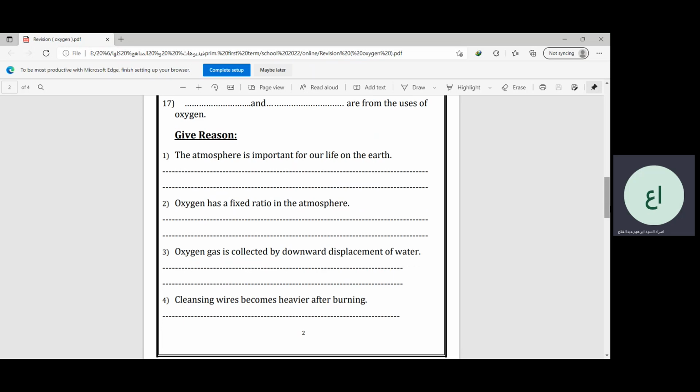Give reason. Number 1. The atmosphere is important for our life on the earth. ده احنا كررنا السؤال ده كذا مرة. ايه هي ال importance of atmosphere for our life on the earth? It protects the earth by absorbing ultraviolet radiation coming from the outer space and adjusts the temperature of Earth's surface.